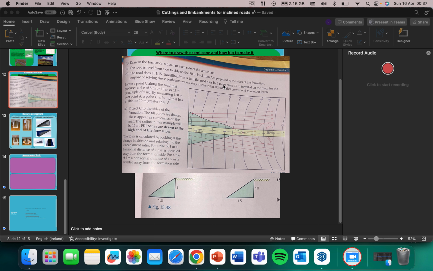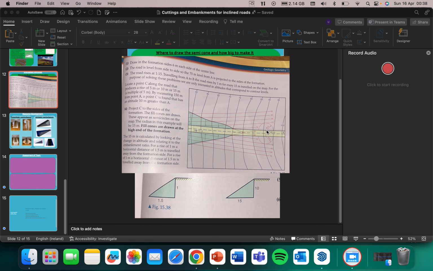So this here is our 10 meters high, and then if we multiply this we get 150 meters. So that means we need to come out from point A here 150 meters in order to get our cone, which is 10 meters high. So now we have our point C here. This is where we're going to draw the semicone. So we can draw a line out here just to both sides of the road. So just extend our point C here by 6 meters each side.